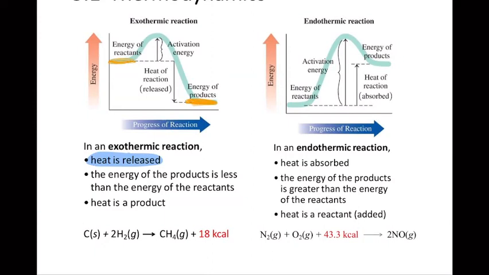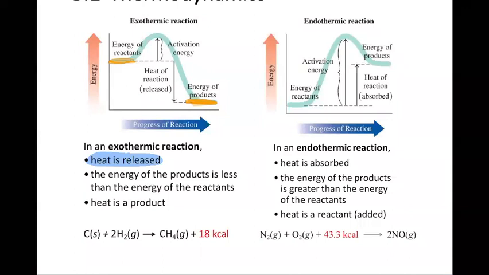If we think about how we draw the axes, the x-axis is the reaction progress, and the y-axis, which is pointing up, is increasing in energy. So the y-axis tells you that those values are increasing in energy, and we can see that for an exothermic reaction, the energy of the products is less than the energy of the reactants. Additionally, in an exothermic reaction, because energy is being released, in other words heat is being released, heat is a product. Remember, a product is what is generated during that chemical change.